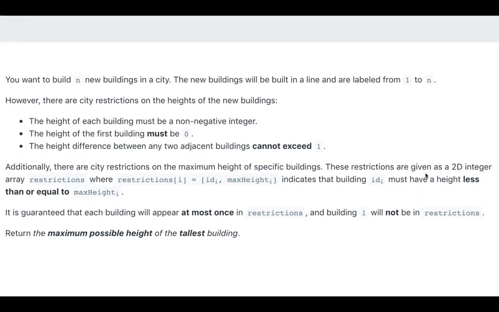These restrictions are given as a two-dimensional integer array restrictions, where restrictions[i] is an ID and maximum height, which indicates that building ID must have a height less than or equal to maximum height. It's guaranteed that each building will appear at most once in restrictions, and building 1 will not be in restrictions. So we need to return the maximum possible height of the tallest building.